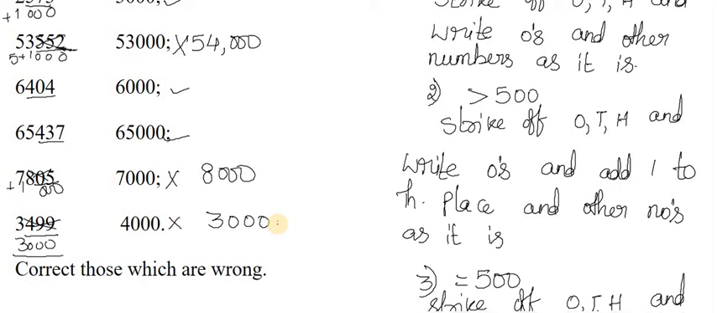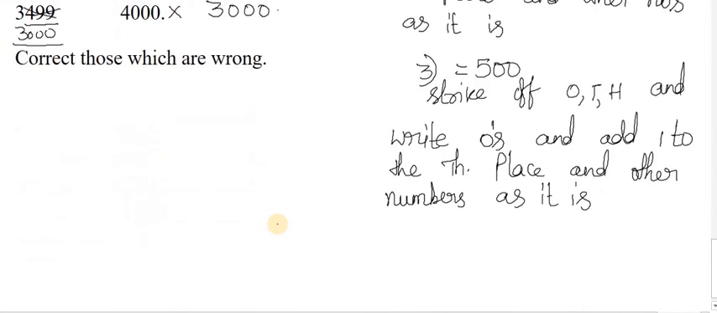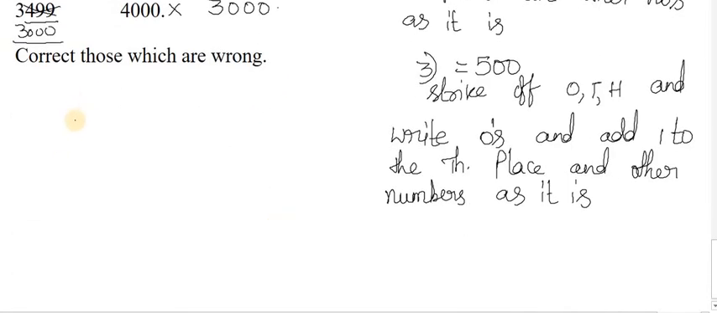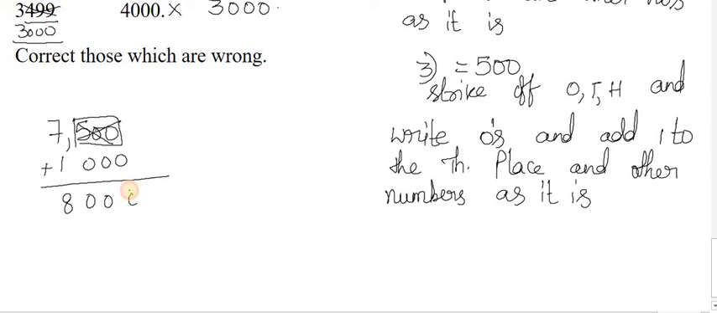If they are asking to round off to 1000, you just have to consider the ones, tens, hundreds place. If those 3 digits are less than 500, just strike off and write the number. If it is more than 500 or exactly equal to 500, no one gave exactly equal to 500, no? So I'll give you a question. 7500 is there, so it is exactly equal to 500. So first we strike off, write 000 and add 1 to the thousands place. So the answer is 8000.